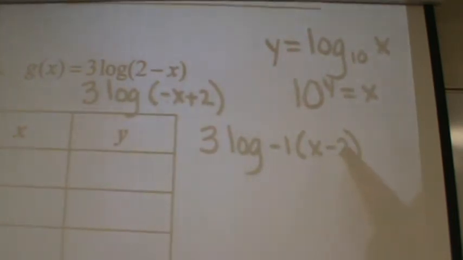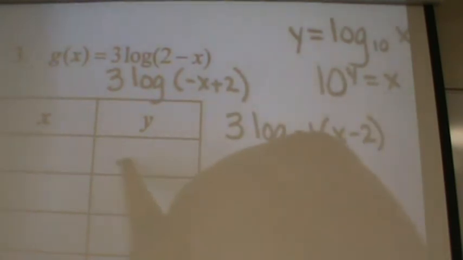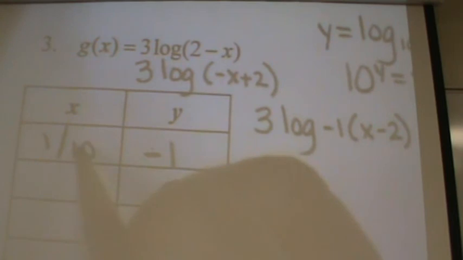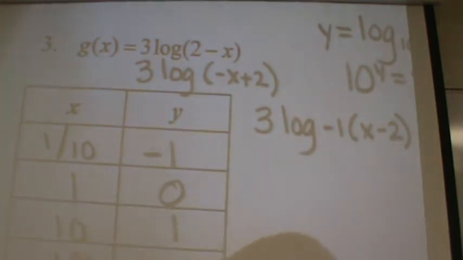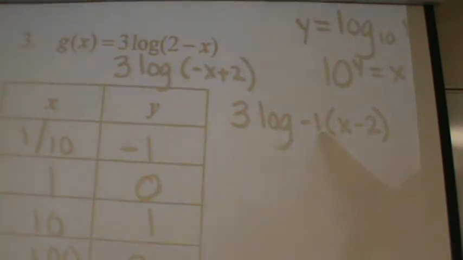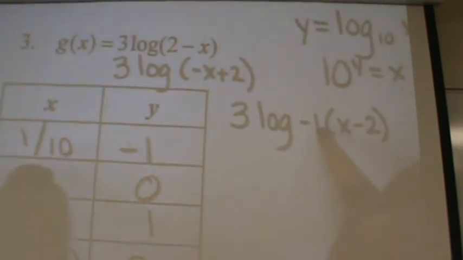So tell me, you would take your parent function, these points, which are 1/10, 1, 10, and 100. And what would you do with them? Just tell me, we're not going to do it, but just tell me what you would do. You would take your x values and multiply them by -1. Then you would add 2 to your x values, and then you would multiply the y values by 3. You remember doing this, guys? It's been a while. Okay?